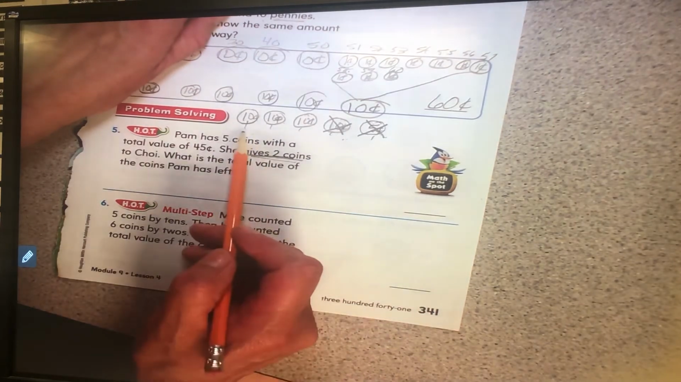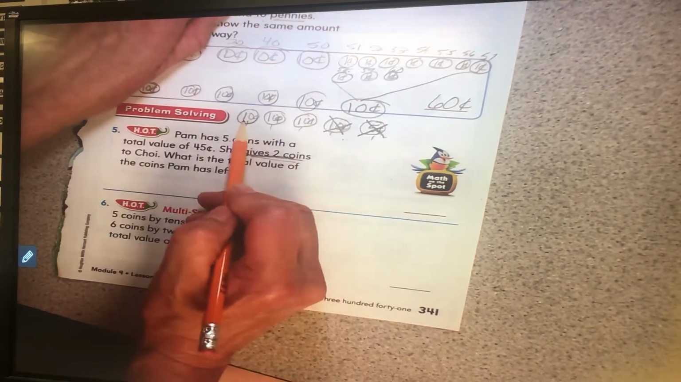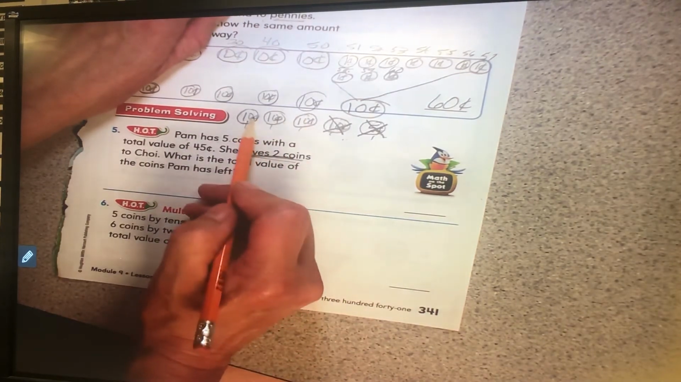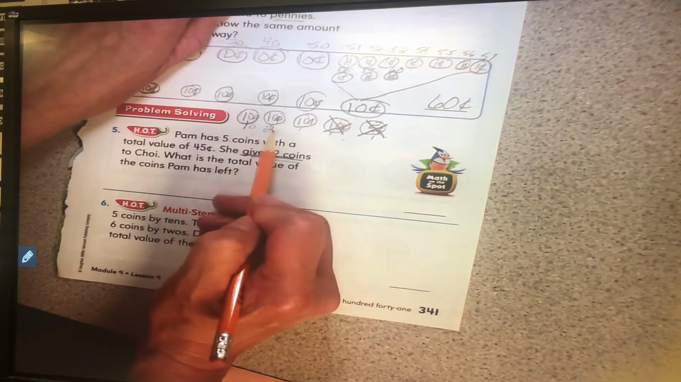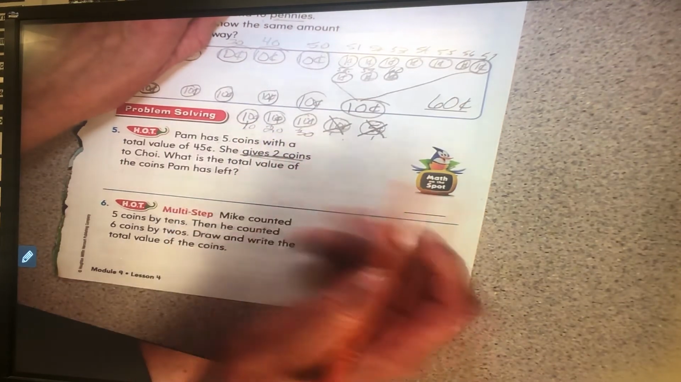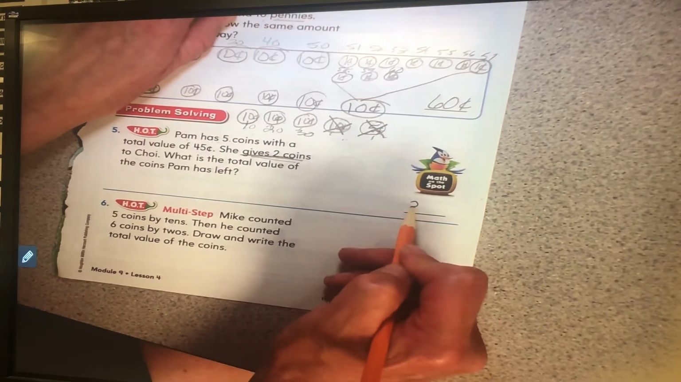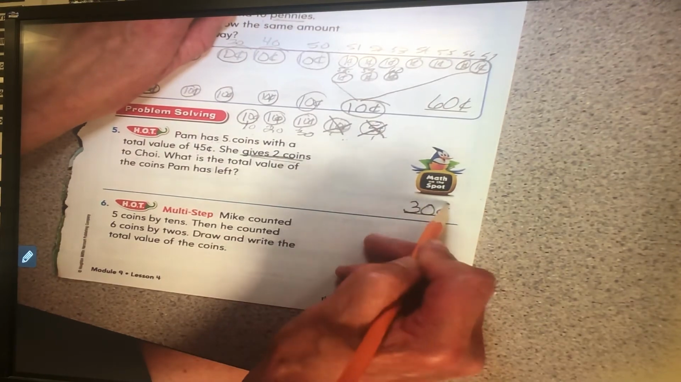I'm going to count what coins are left. They're dimes, so we're going to count by tens. 10, 20, 30. So what's our total? 30 cents she has left.